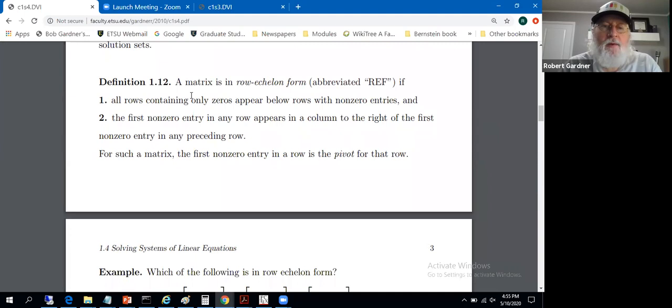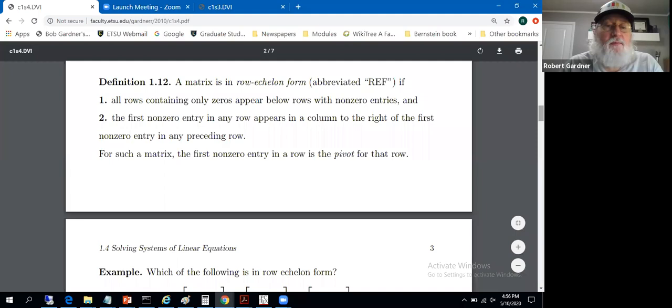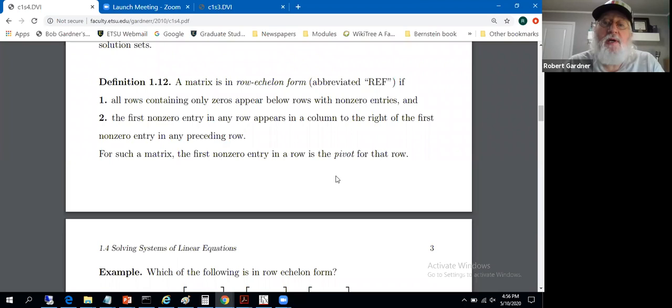A matrix is in row echelon form, abbreviated REF, if first, all rows containing only zeros appear below rows with non-zero entries. So if it's got a row of zeros, it has to be at the bottom. And the first non-zero entry in any row appears in a column to the right of the first non-zero entry in any preceding row. Okay, one final piece, I guess. The first non-zero entry in a row is called a pivot. I have no clue why. We'll refer to them as pivots because the rest of the world does.